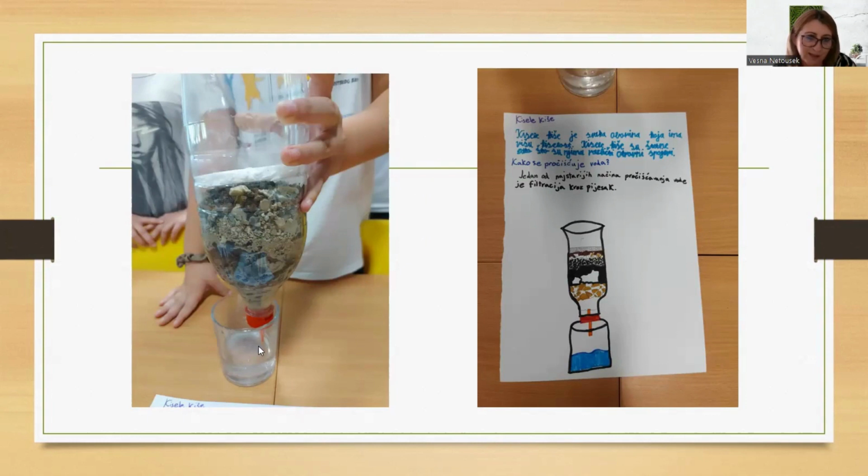As you can see, there is a straw, bottle cap, then wool, then you have different layers of sand and coal, and here is styrofoam. And of course, you pour water in it and then it purifies. And here is a drawing of the whole procedure, and of course, some basic information they have concluded.